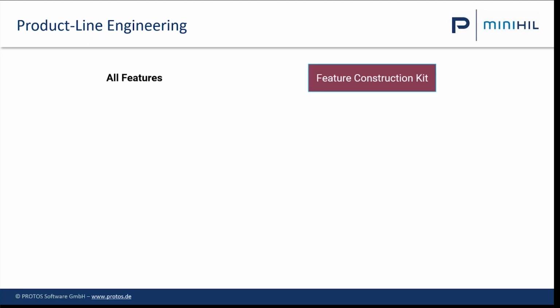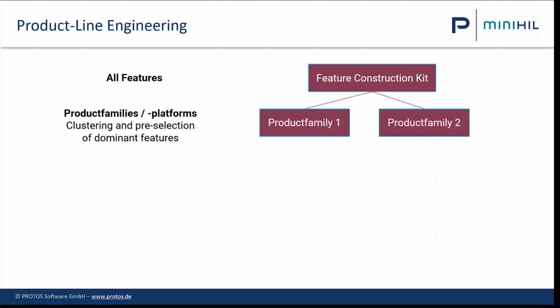So the idea is you have all the features in a feature construction kit, whatever this looks like. And then instead of creating all those variants for all those different cars, first you introduce product families and product platforms. By doing that, you can cluster and pre-select dominant features. For example, a certain car family, like the sports car product line of a certain company, all the sports cars in one product family, all the vans in another product family.